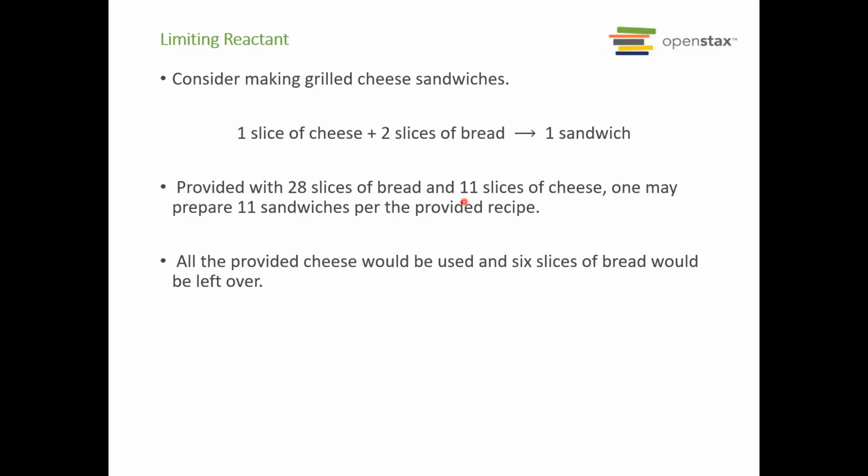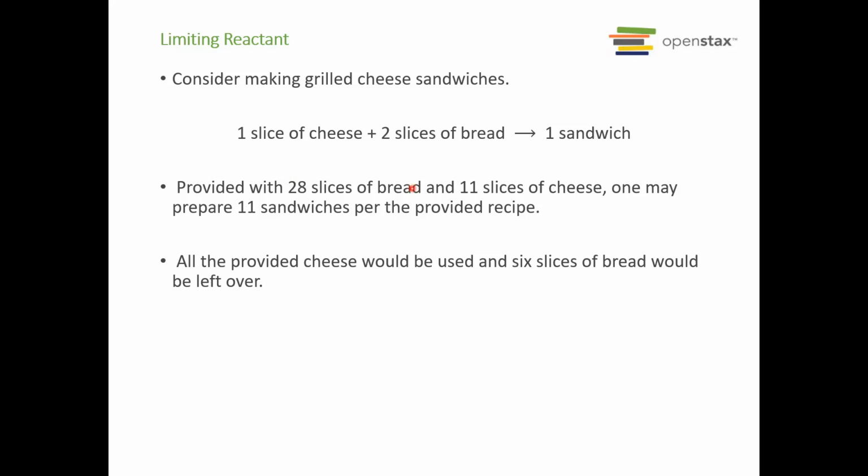So if we think about a very simple sandwich, a grilled cheese, we're going to say that in order to make a grilled cheese sandwich, we need 2 slices of bread and 1 slice of cheese. That's going to be by our definition what a sandwich is. So then if we think about the supplies that we may have, 28 slices of bread and 11 slices of cheese. So we've got enough bread to make 14 sandwiches, but we've only got enough cheese to make 11. So we can only make 11 sandwiches, even though we've got enough of the one ingredient to make more. We just wouldn't have any cheese for those sandwiches.